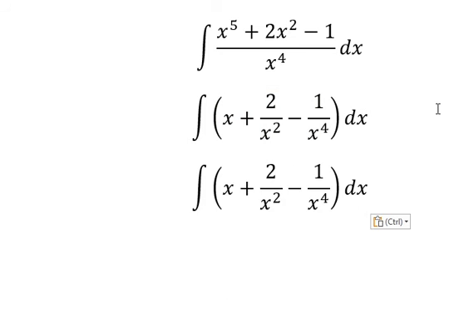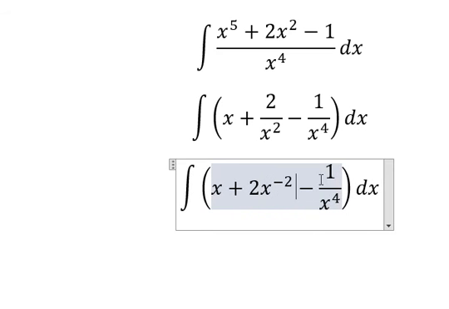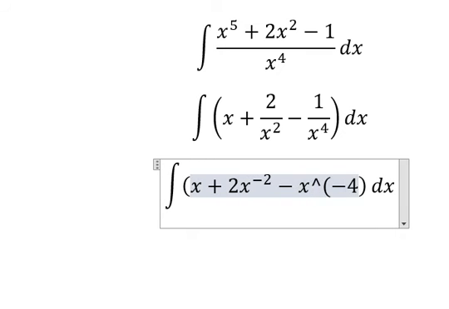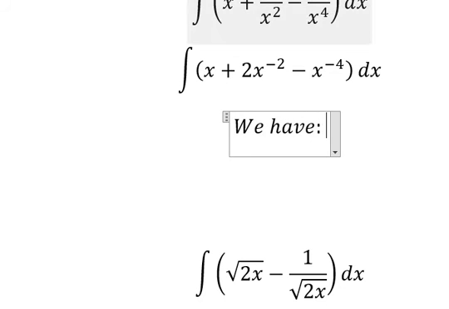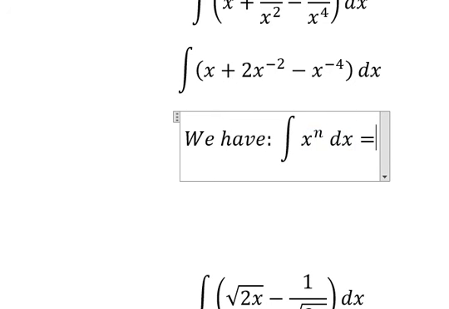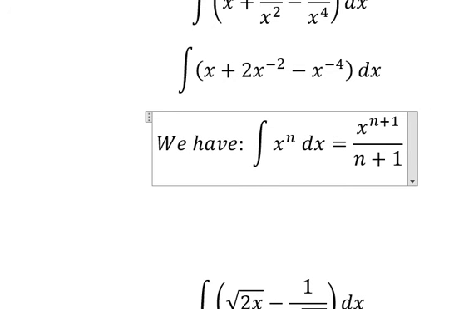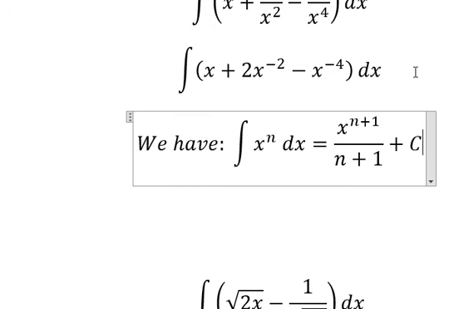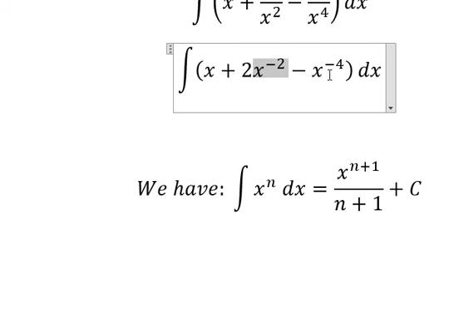Next, if we want to put on numerator, we need to put the negative sign on the power. Similar for this one. Next, we have the formula in here. The integration of s to the power of n dx, we have s to the power of n plus 1 over n plus 1, and then I will put c. Now we can apply the formula for this one, and this one.